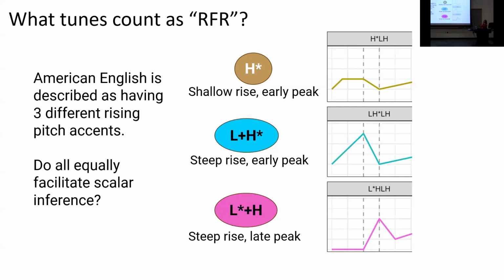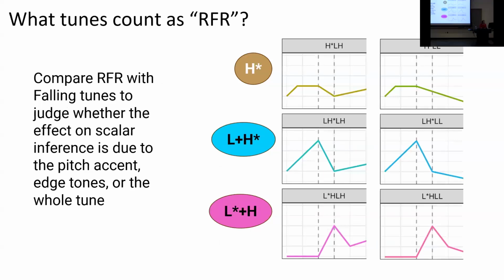The H star is a shallow rise to an early peak, the L plus H star is a steep rise to an early peak, and the L star plus H is a steep rise to a late peak. And we want to know whether all of these equally facilitate a scalar inference. So we compare the scalar inference with the rise, fall, rise tunes to scalar inference when the tune is just a falling contour. Falling contours are also okay on those sentences. Like you could say, Jane ate some of the cookies with a falling contour. It's not incongruous or infelicitous, but the claim is that it doesn't encourage the scalar inference in the same way that the rise, fall, rise contour does.